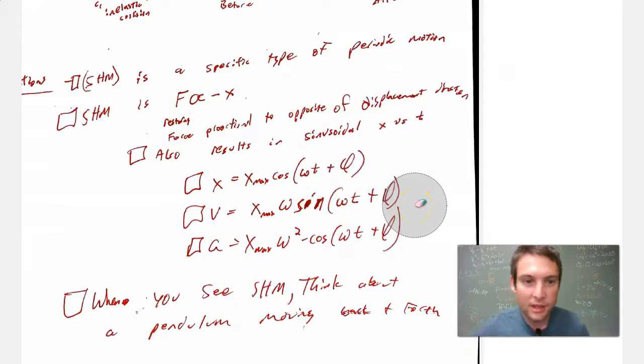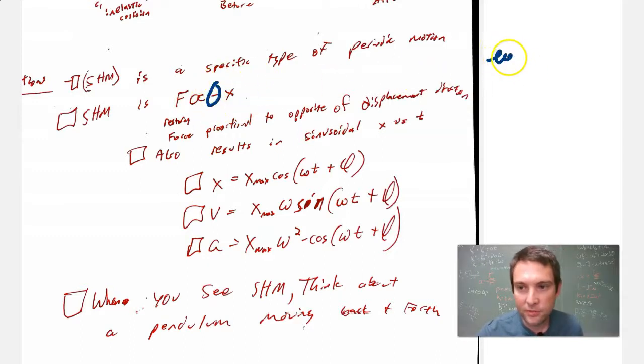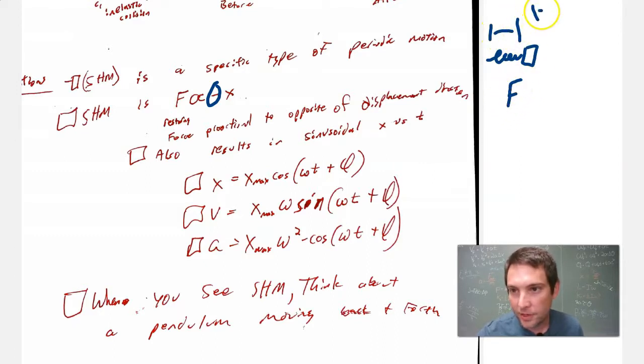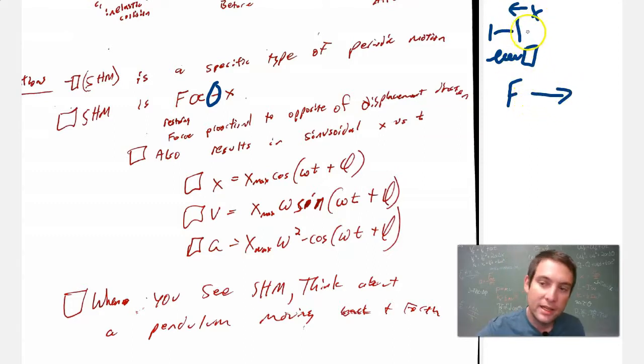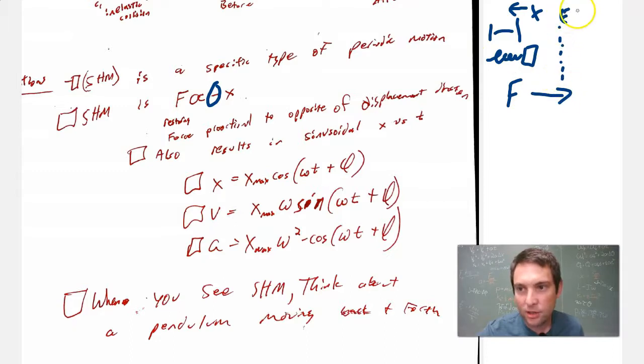Oscillations. Simple harmonic motion is a special type of periodic motion. Simple harmonic motion happens when your force is directly proportional to the opposite of your displacement, in the opposite direction. If you have a mass on a spring, as that displacement is getting bigger, as that spring compresses, then the spring force grows. If X is to the left, then the force would be to the right. And the more you compress the spring to the left, the greater the force is to the right, because that force is a restoring force. It's trying to get it back to the equilibrium point.